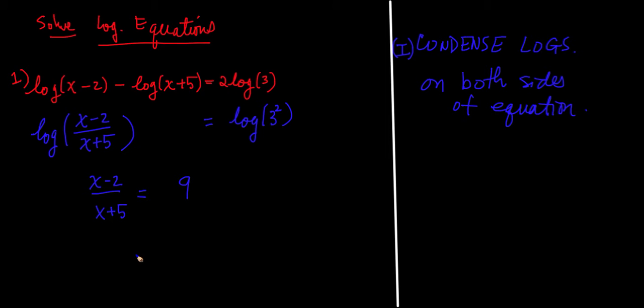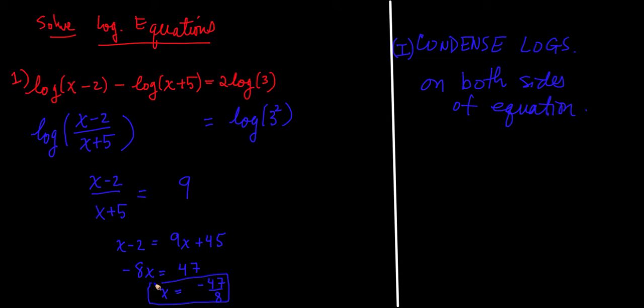And then from here, it's a relatively simple process. So we multiply both sides by x plus 5. So I get x minus 2 is equal to 9x plus 45. I add 2 to both sides and then subtract 9x from both sides, and I get negative 8x is equal to 47. And so that means x will be equal to negative 47 over 8.